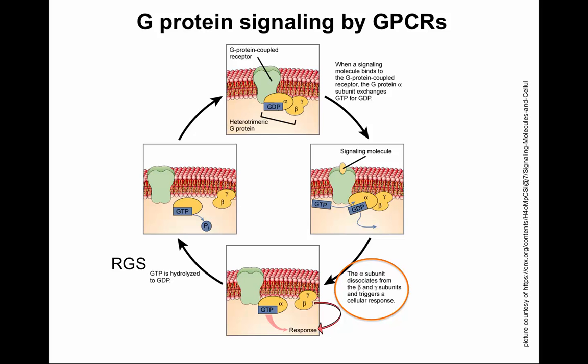The last step of the signaling cycle is the hydrolysis of GTP back to GDP, which is assisted by a regulator of G protein activity, or RGS protein, and results in reassociation of the alpha and the beta-gamma subunits and resets the system for further activation.